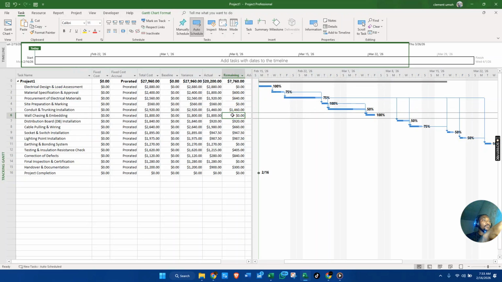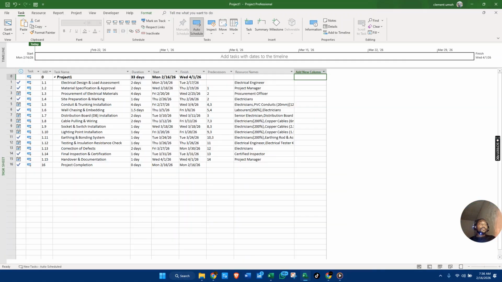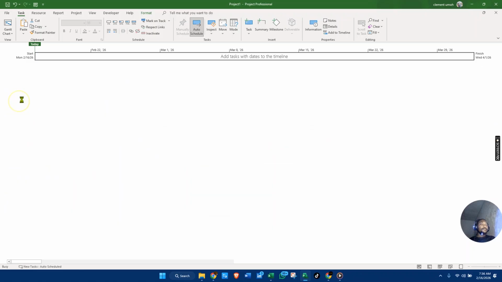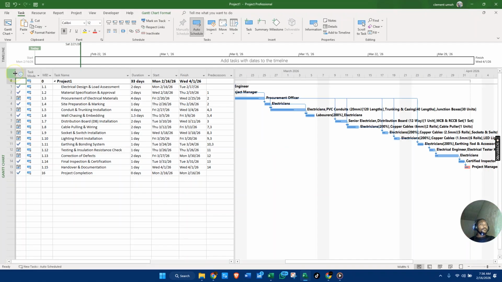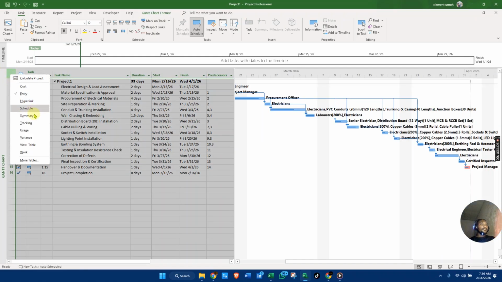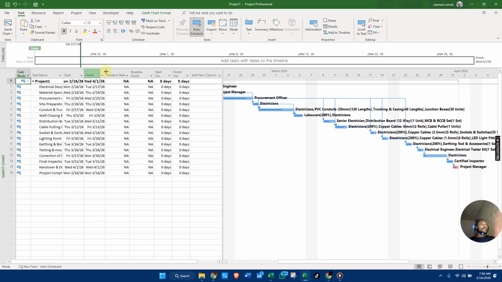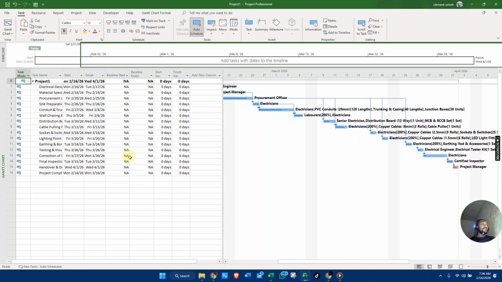We are done with work chasing and embedding 100%. We are done with earth and bonding system. We are done with final inspection. Let me talk about the baseline. Setting up our baseline. So look at the variance here. Now this is our baseline 0. Baseline start 0, baseline finish 0, variance 0, finish 0, 0 days.